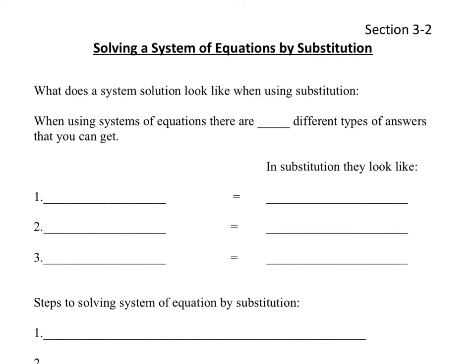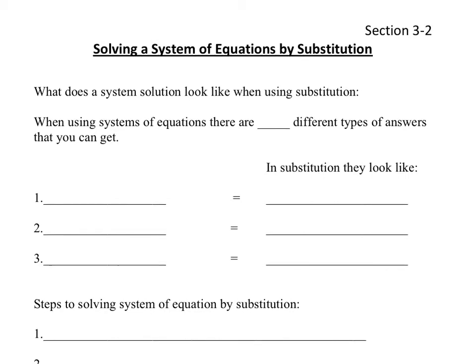Today we're going to look at the second method of solving systems of equations, which is substitution. So here, when we're solving by substitution, we can still get three different types of answers, just like we did with our graphing method. The first one would be one solution, right? And that solution would have an x and a y value.